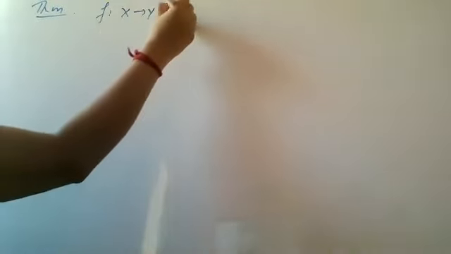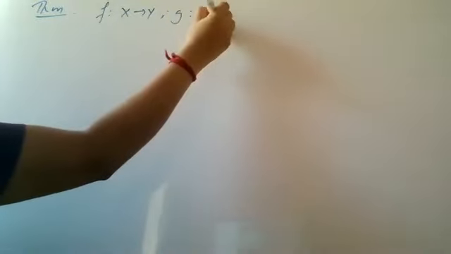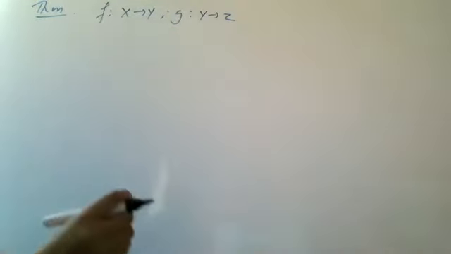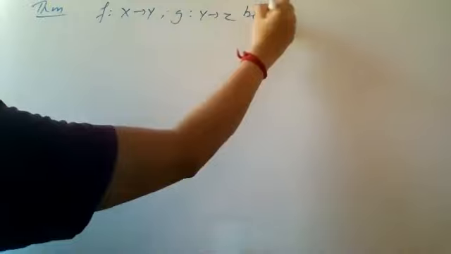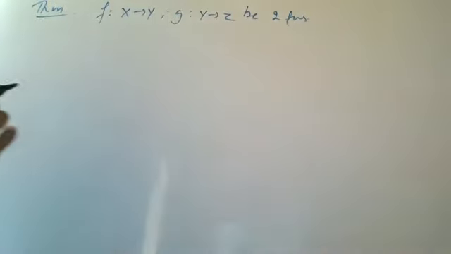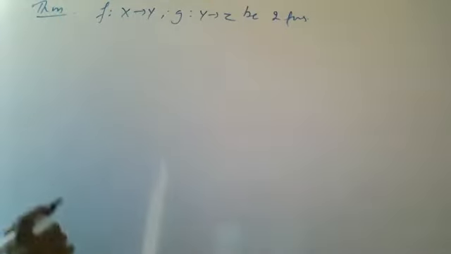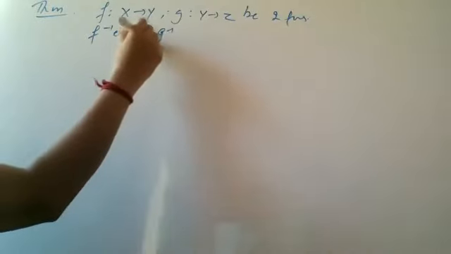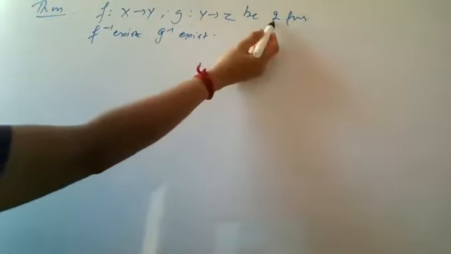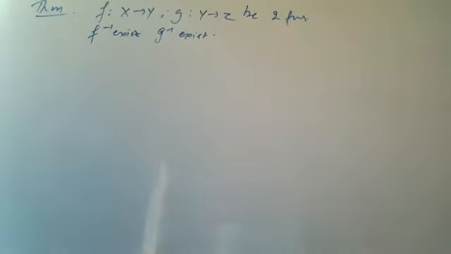Theorem says, let F from X to Y and G from Y to Z. So you have two functions, F is from X to Y and G is from Y to Z. Two functions, three sets. The two functions and they are invertible also. What do you mean by invertible? So their inverse exists. So F inverse exists, G inverse also exists. Okay. They are two functions such that they are invertible. So F inverse and G inverse both exist. You have to show that G composition F is also invertible.